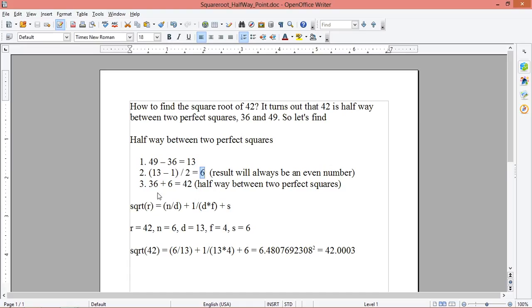The third step, very simple. We take the lower of the two perfect squares, in this case 36, and we add the result we got from step 2. So 36 plus 6 is 42. That's how we determine our halfway point between two perfect squares. In this case, 42 is the halfway point between 49 and 36. Now some of you may be saying, why do you subtract 1 and all this stuff? That's just a method that I came up with that works really well. That's the short answer.